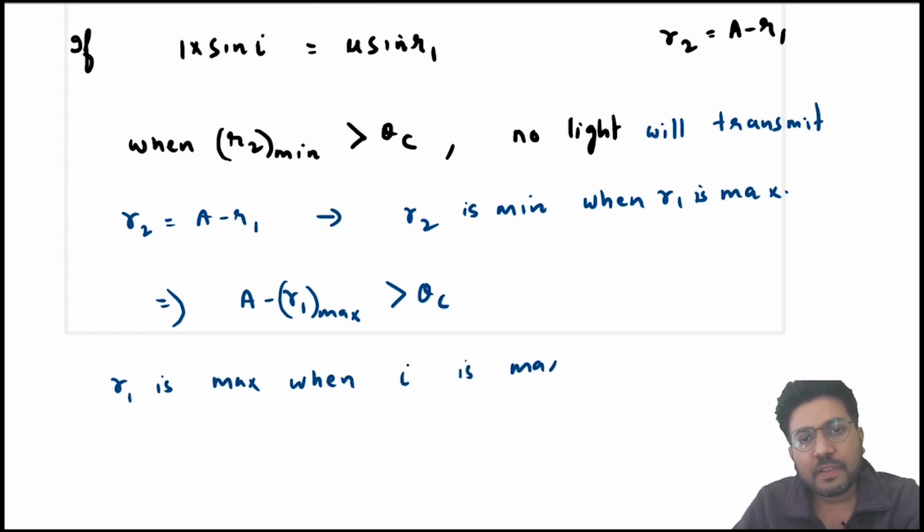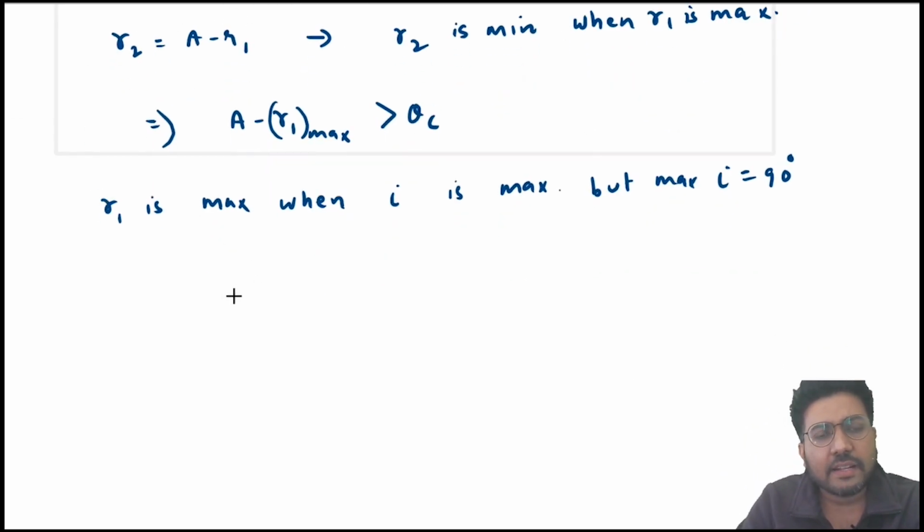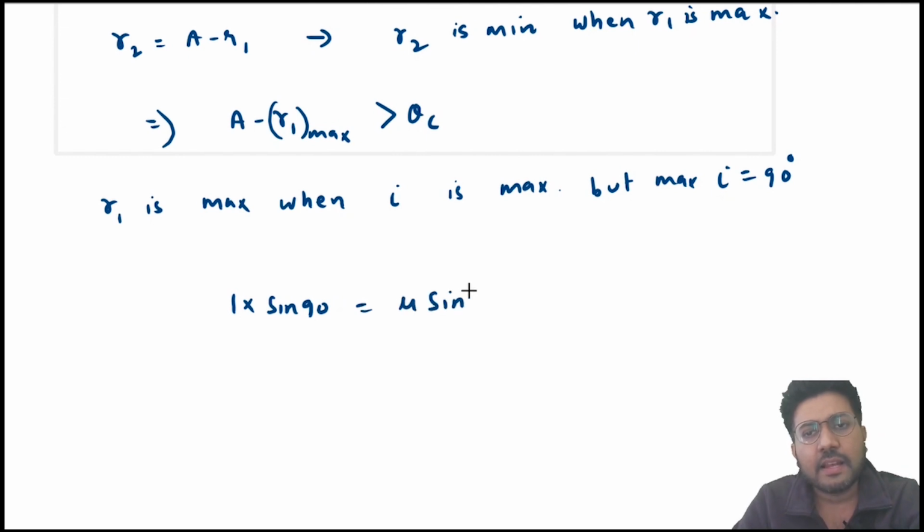Why? From here, R1 will be maximum when I will be maximum. Okay. But maximum I can be how much? Maximum I can be 90 degrees, right? Because I cannot be greater than 90 degrees. So I will write 1 into sine 90 is equal to mu into sine R1.